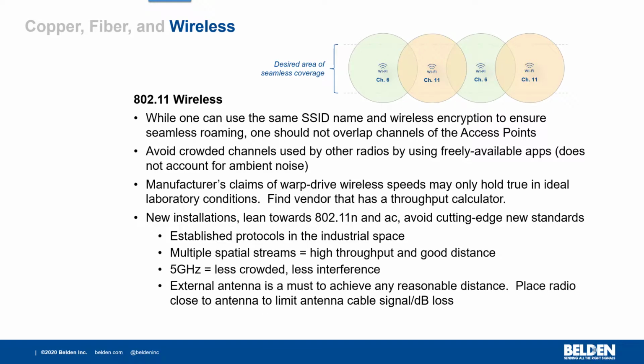Also, be aware that you will require an external antenna to achieve any reasonable distance. Also, remember to place the radio as close as possible to the antenna to limit any loss as a result of the antenna cable. And for optimal placement, consider a PoE powered access point, or even one that is IP67 that allows you to position it outside of a control panel.